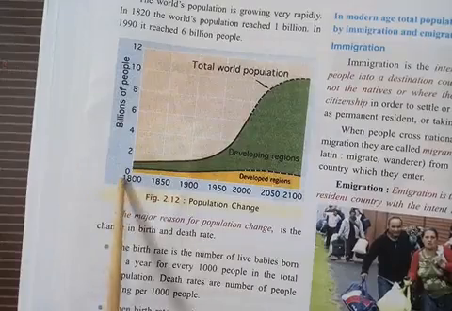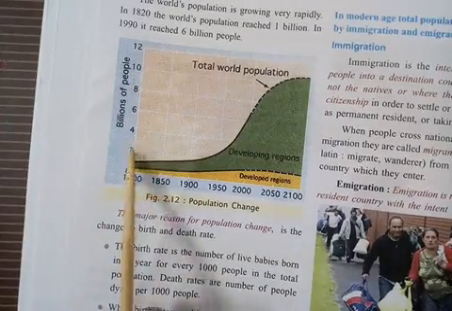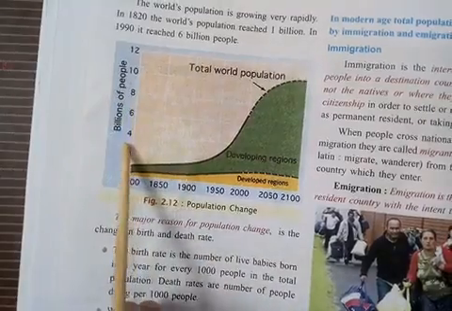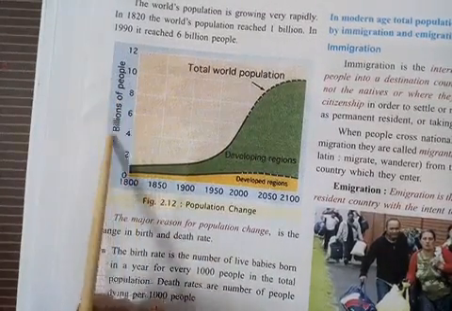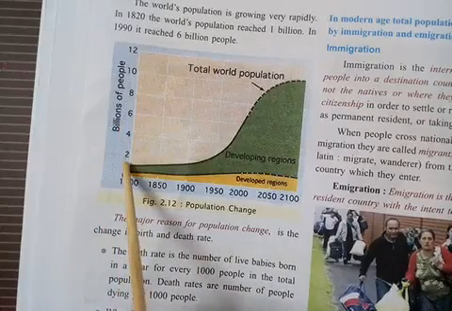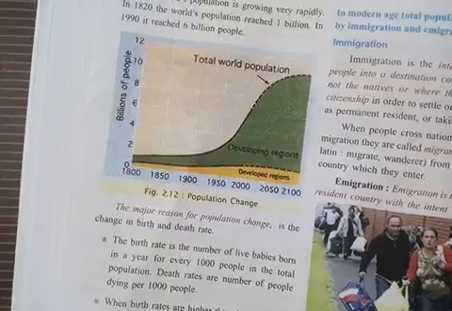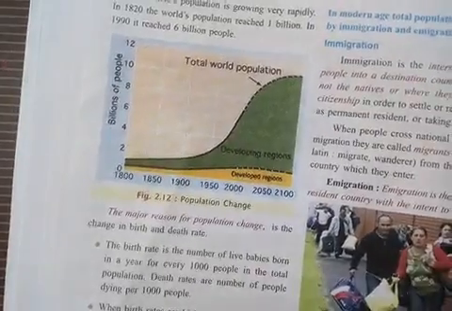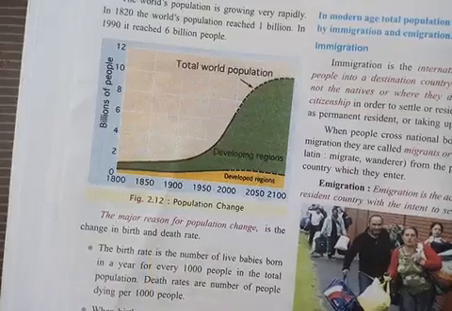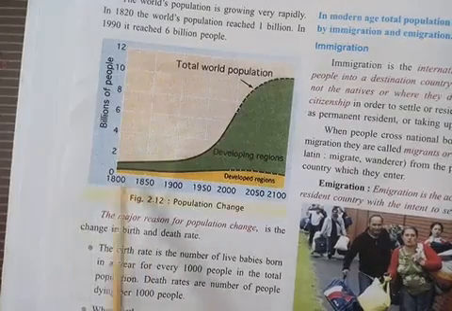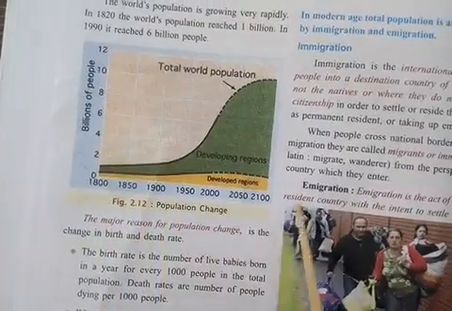Now here this shows the population in billions. This shows the population in billion. So if you find here, the population is taken since 1800, and a 50-year gap is taken.